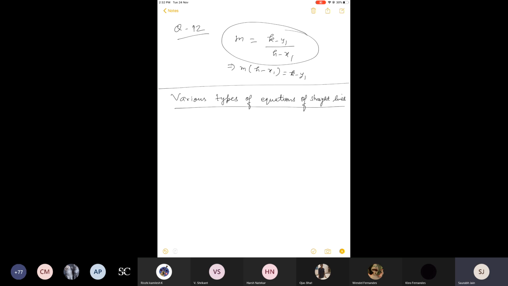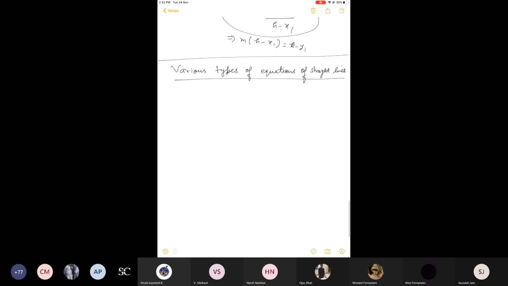You have already studied one equation already in class 10th. Can anyone tell me what is that equation that you have studied in class 10th? Equation of straight line. ax plus by plus c is equal to 0. Yes, good. So in class 10th, you studied a chapter linear equation in two variables. You used to solve linear equations graphically also, graphical solution. At that time, you used to draw the graph of the linear equation in two variable, ax plus by plus c equal to 0, and it used to be a straight line.